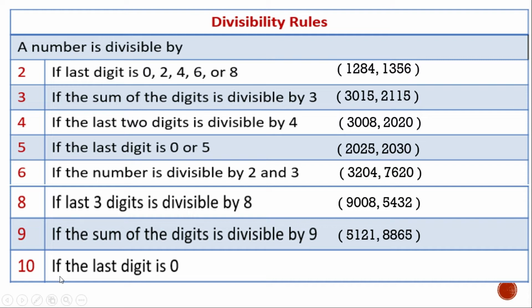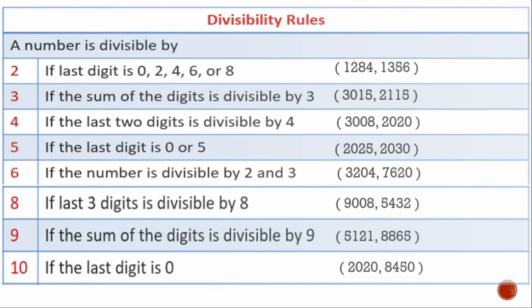And for 10, way too easy. If the last digit is 0, yes. So these two numbers are divisible by 10. And for 11, I'll tell you in the next session. Okay. Next.